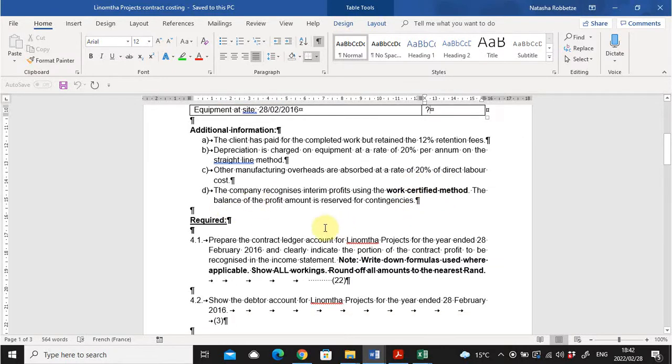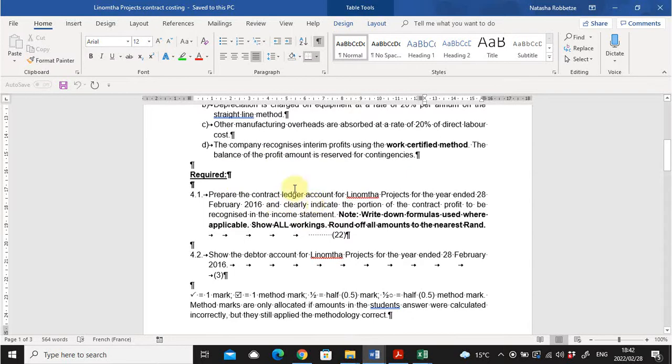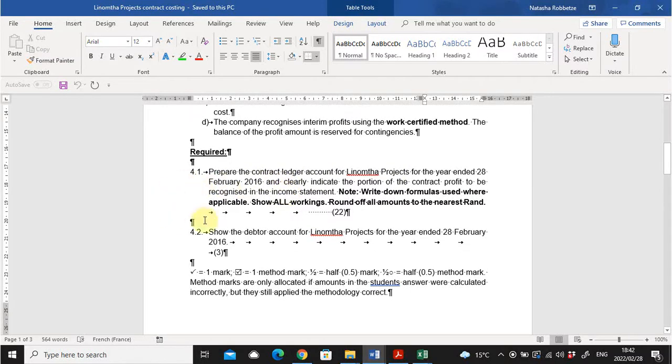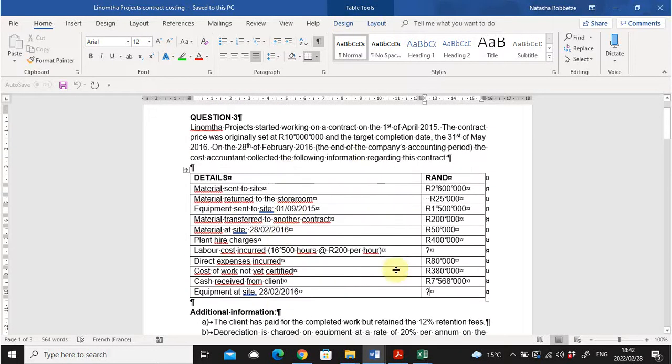In the required part, they ask you in number 1 to do the ledger account, or the T account, for the contract, and then interestingly in 4.2 they ask you to do the debtors account. We have not looked at the debtors account, but we will also be looking at that one. So we need the contract account and the debtors account, and they've given us all the necessary information. At this point I think it's starting to get pretty easy.